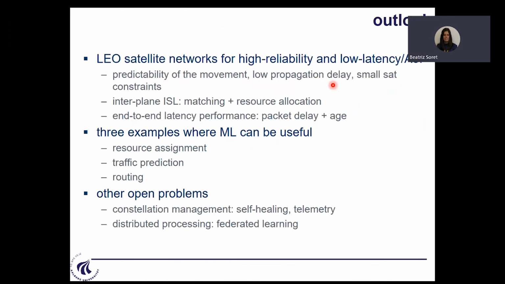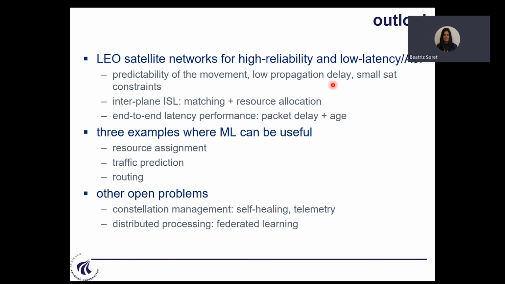But as I said, this is just two examples, but there is much more to be done in the routing part, and I think that machine learning can help there. So I finished now.